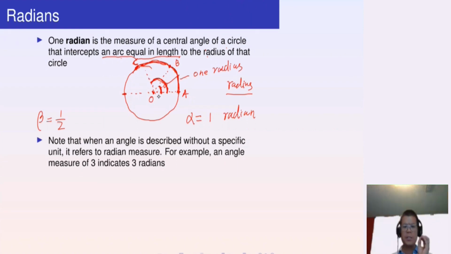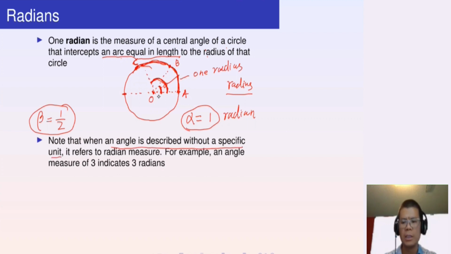Now, when an angle is described without a specific unit, like alpha equals 1, beta equals 1/2, it refers to radian measure. For instance, an angle of measure 3 indicates 3 radians.